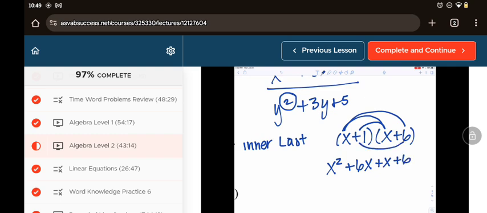So now that I've done that, I'm going to look at this and say, well, are there like terms? Can I combine anything? Remember in our last lesson, combining like terms? This is where we use it. Plus 6x plus x, 6 plus 1 is 7. So this becomes x squared plus 7x plus 6. And that's my answer. So this is the process of FOILing, okay?